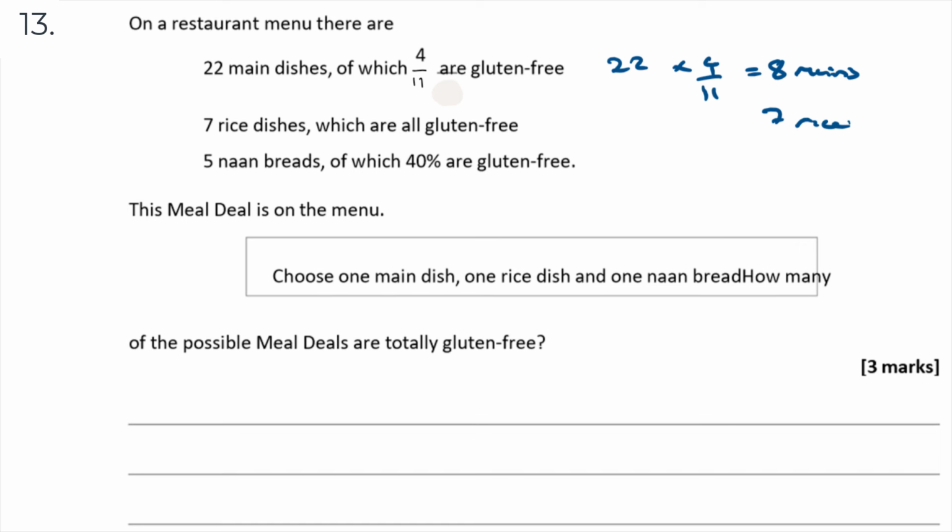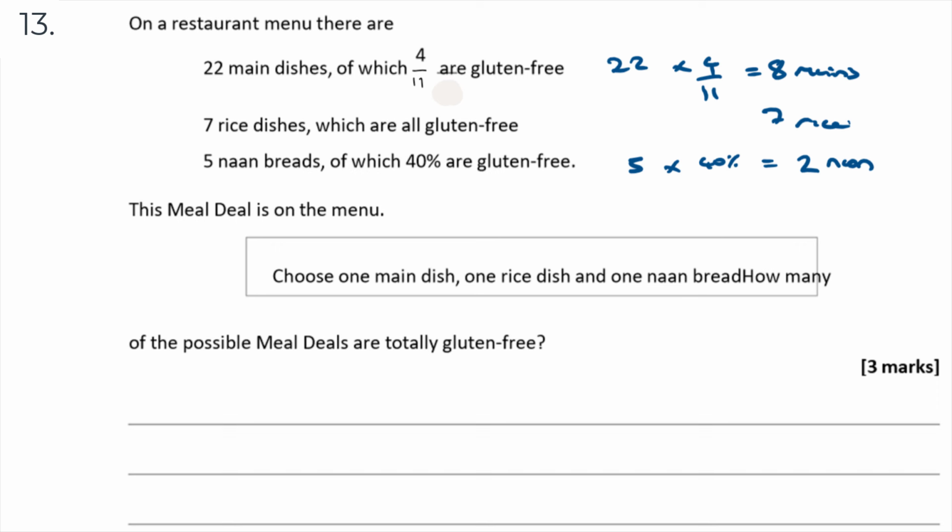Now 40% of the naan. What's 40% of 5? 40% is 4/10, isn't it? 40 over 100, 4/10, which is 2/5. Divide 5 by 5, times it by 2 is 2. It's going to be 2 naan breads, isn't it?